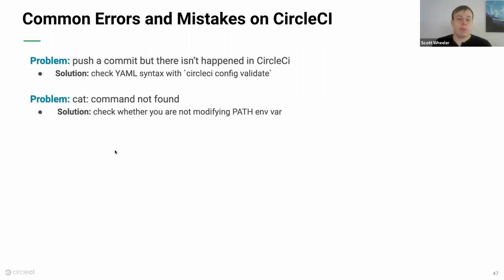Problem: you push a commit, but there isn't anything happening in CircleCI. Solution is to check YAML syntax with the CircleCI config validate. There's a couple of different issues that can happen if you push a commit and nothing's happening on CircleCI. The most common is the YAML syntax is invalid. If you run CircleCI config validate and you're still unable to push a commit to CircleCI, please open a support ticket. We'll be happy to investigate that.